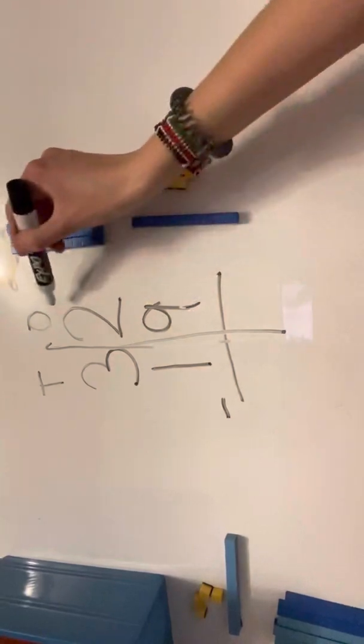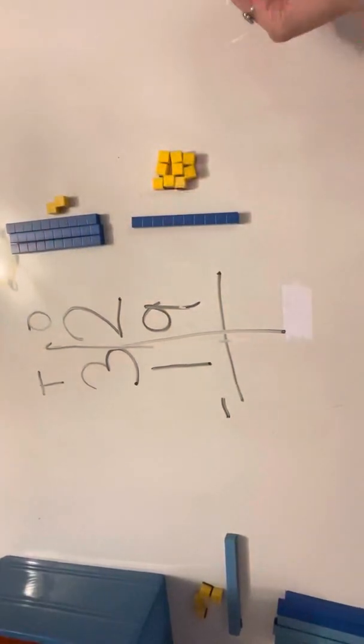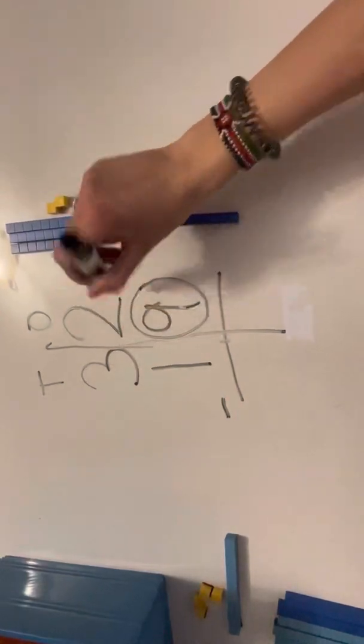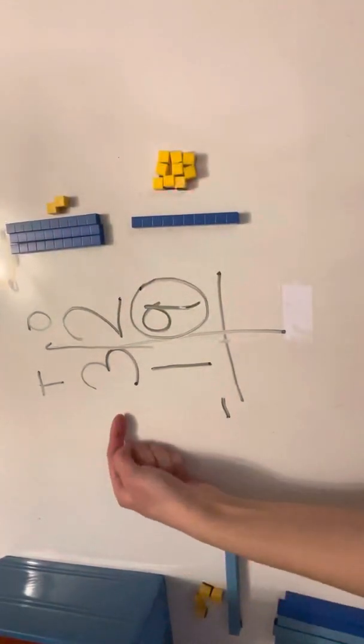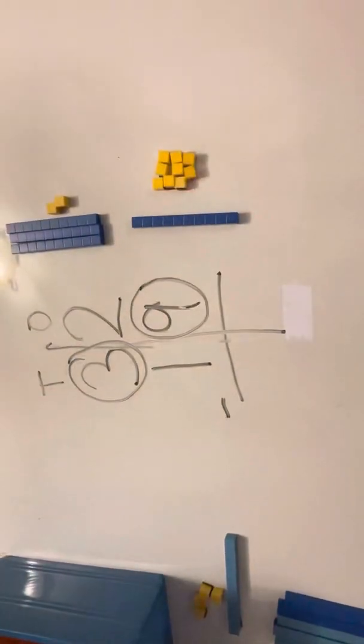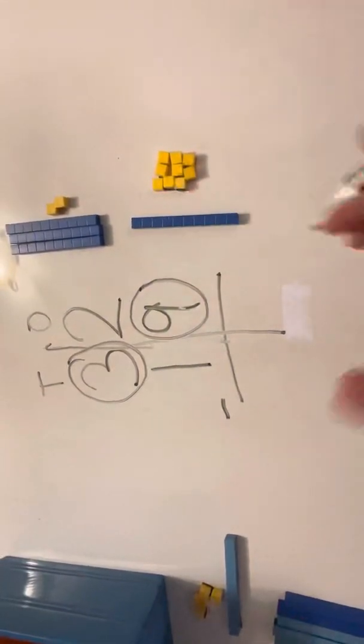Now, what I mean by circle my bigger numbers is this. I'm going to look at my ones place. Which of my ones is bigger, my 2 or my 9? Well, I know that my 9 is bigger, so I'm going to circle it. Then I'm going to look at my tens place. Which is bigger, 3 or 1? I know my 3 is bigger. So now I see my problem here.